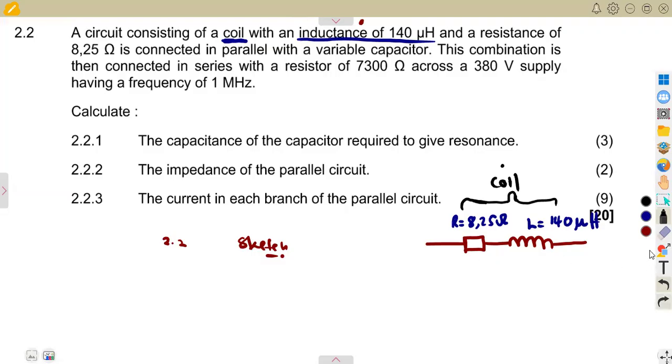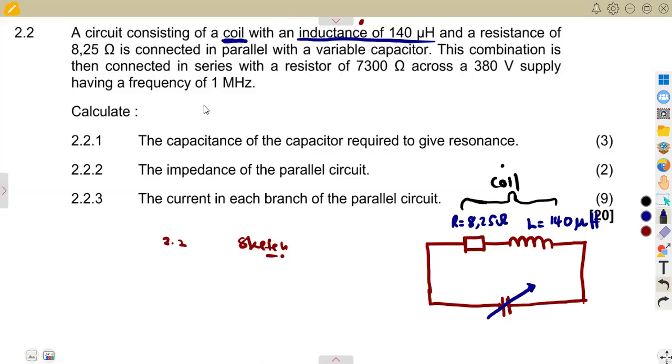But they are saying this coil that we are seeing is connected in parallel with a variable capacitor. There's a capacitor that we have, whose value we do not know. And the moment we are talking of a variable capacitor, guys, it means we are at resonance. We are talking about a resonance circuit.